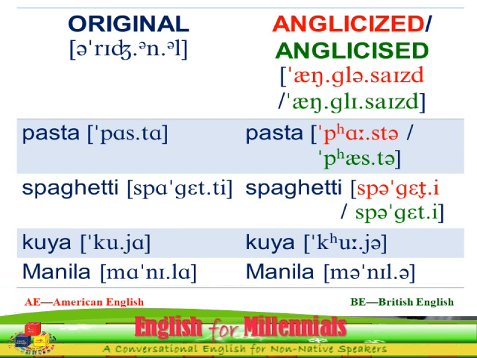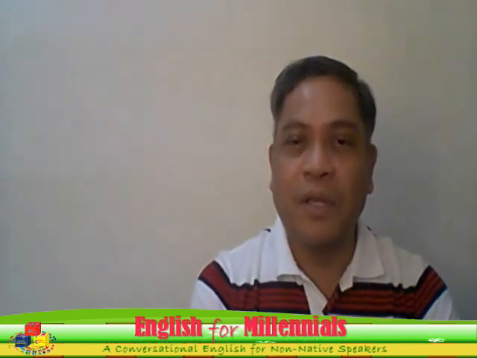Next word is Manila, Manila. But the anglicized form is Manila. As you notice, the first and the last syllable are shortened using a schwa sound, and the second syllable is accented. So we put the stress on the second syllable, nil, Manila. But don't say Manila. Some folks mispronounce this using that pronunciation. It's not Manila, but Manila.